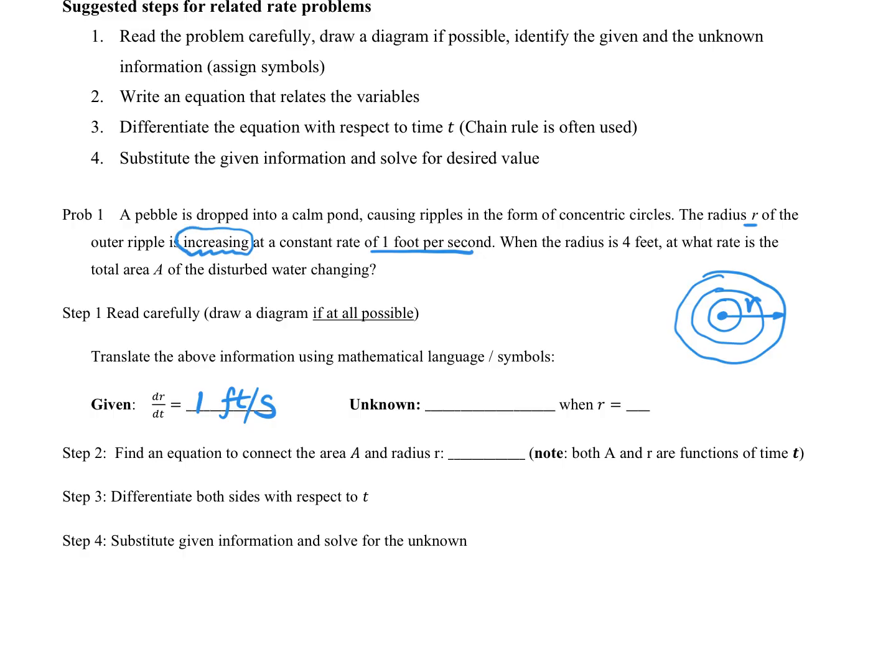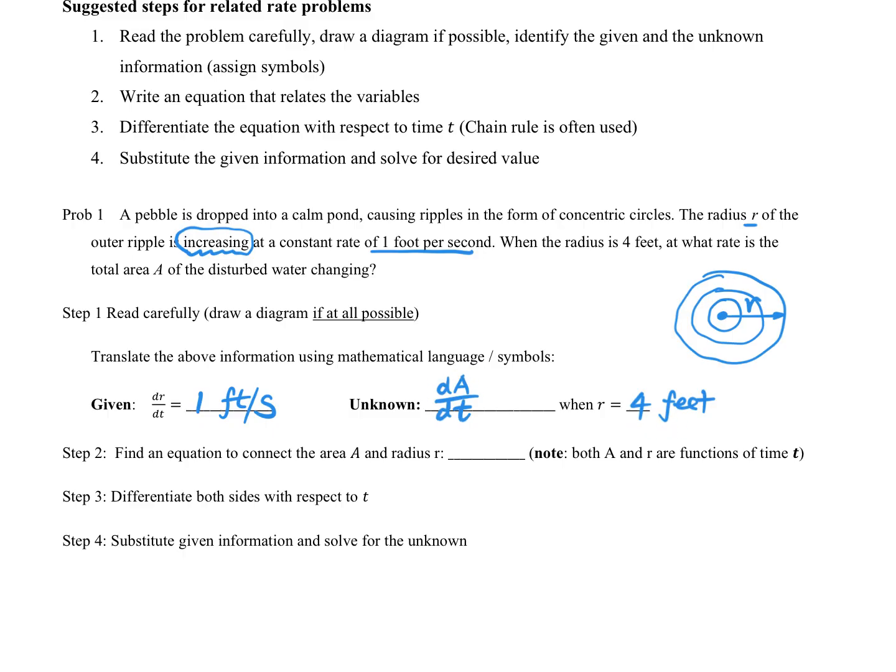And when the radius is 4 feet, at what rate is the area changing? The area of the disturbed water is changing. So we want to see how fast the area is changing, so the rate of change of area. We are going to denote it as dA/dt, since A is usually used to denote the area, when r is 4 feet, right? So that's what we want to find. That's what's given, and we want to find that when this happens.